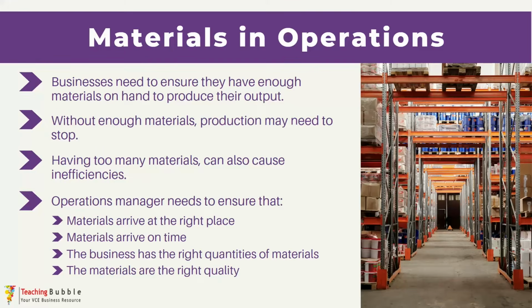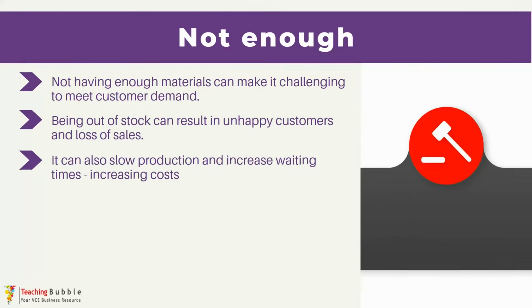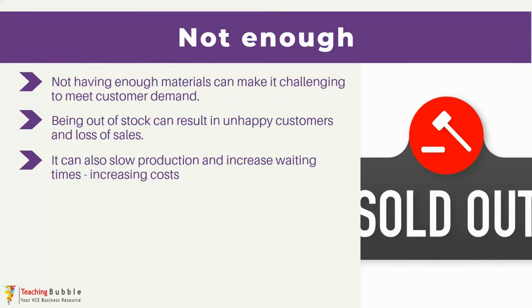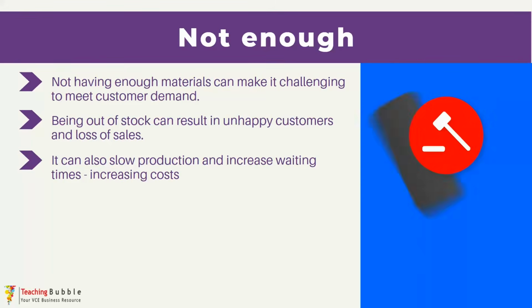However, on the flip side, an excess of materials can also cause problems within the business. So, when managing materials, the operations manager needs to ensure that the materials arrive at the right facility in the right quantities on time and that they have the desired quality. If a business doesn't have enough materials on hand, it can make it really challenging to meet customer demand because production can't make enough products if they simply don't have the materials on site. That can cause the business to be out of stock, which can result in unhappy customers.